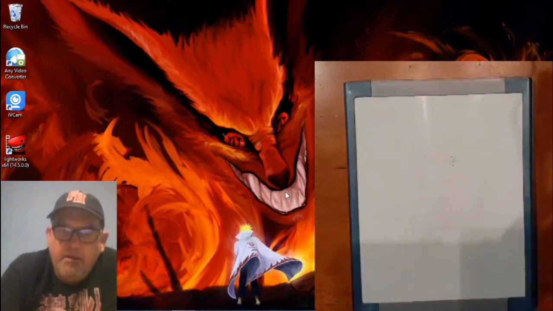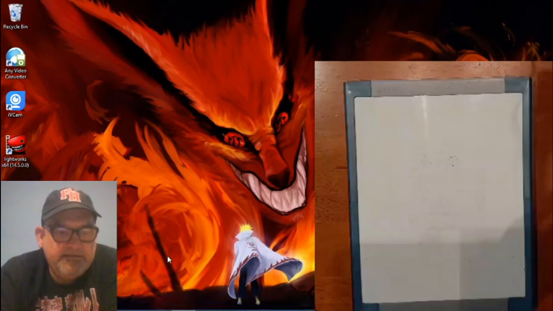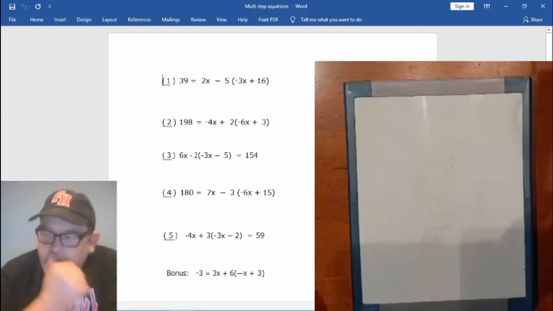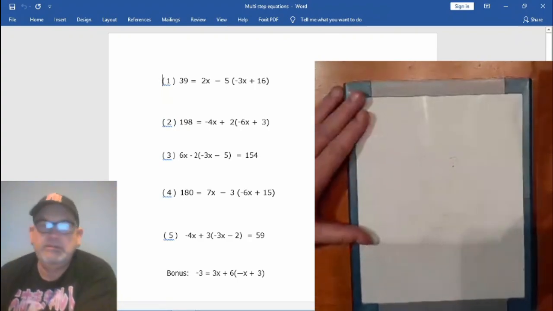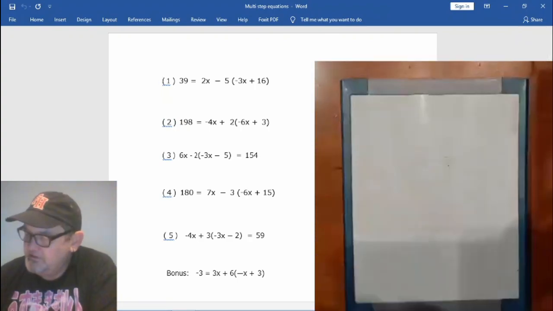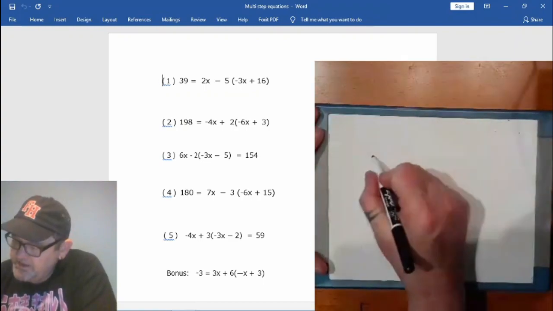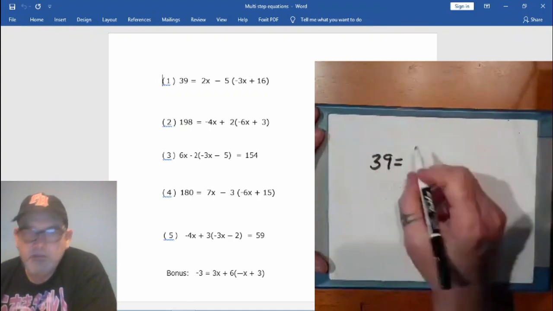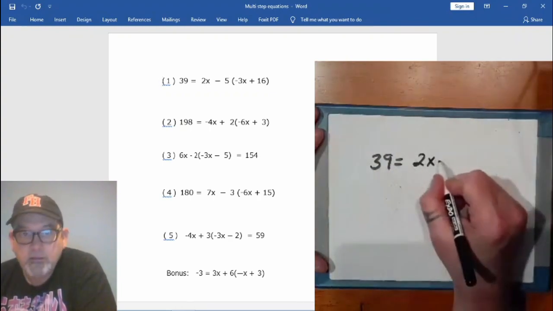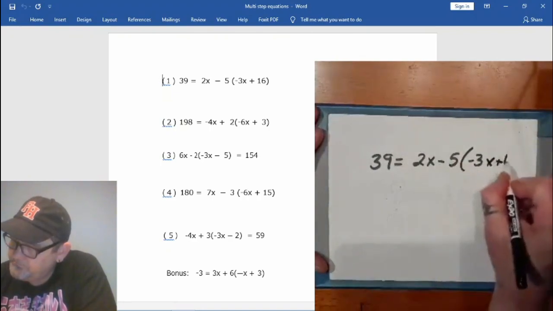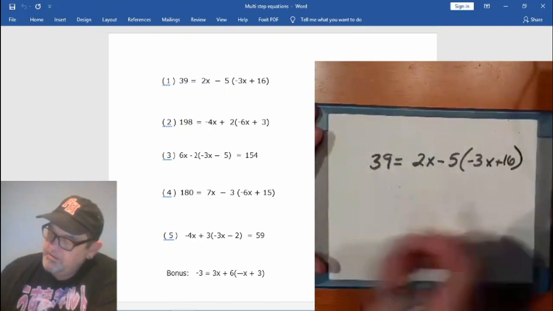All right, so today we are just going to review the last worksheet that I gave you yesterday, your last assignment. There were just 5 questions on multi-step equations. So let's get right into it. Here they are, and like I said, they were a little tough. So let's write these out. Number 1: 39 equals 2x minus 5, and then in parentheses, negative 3x plus 16. All right.